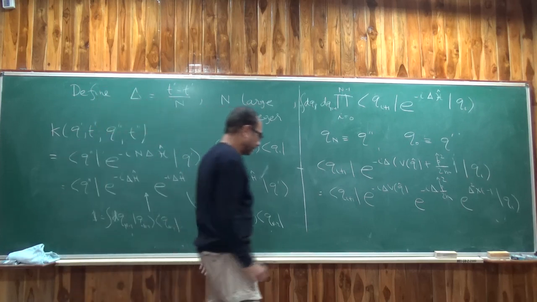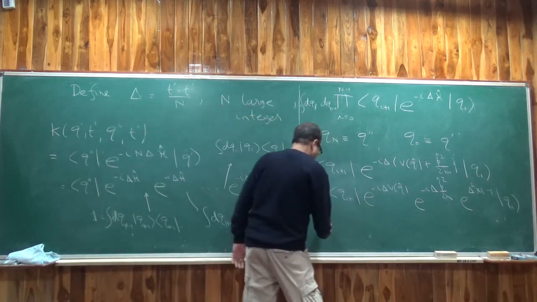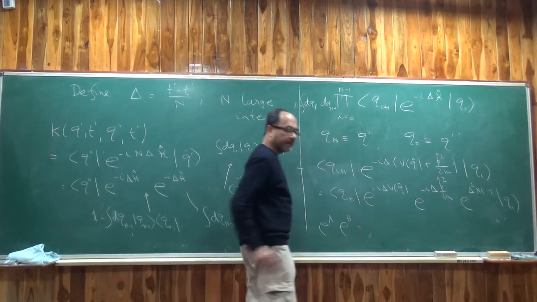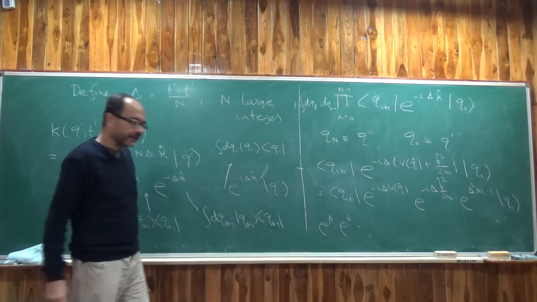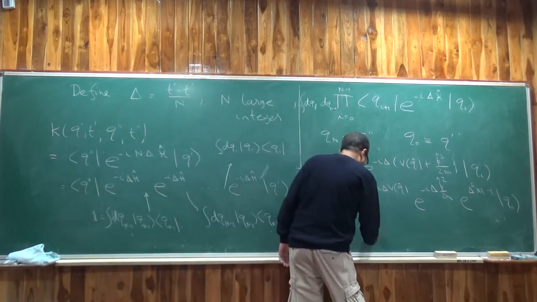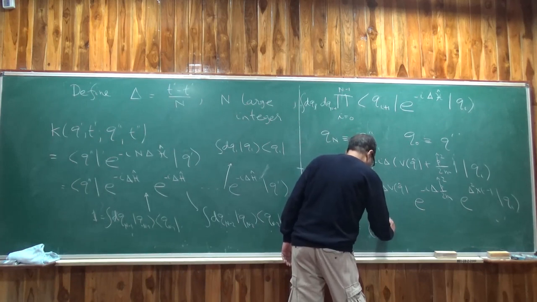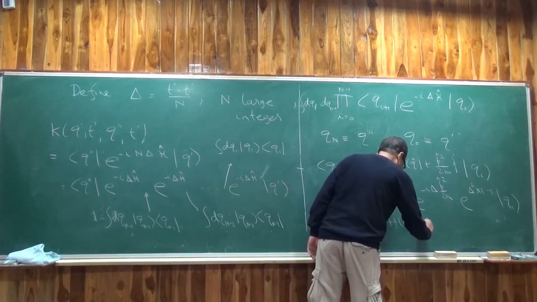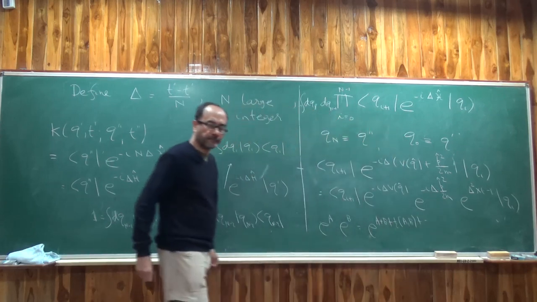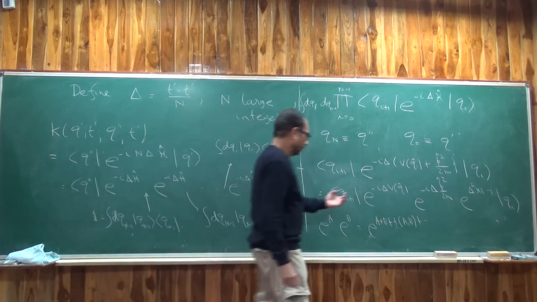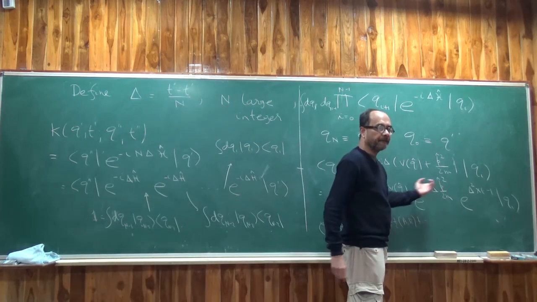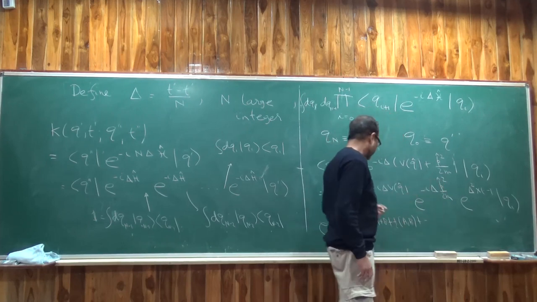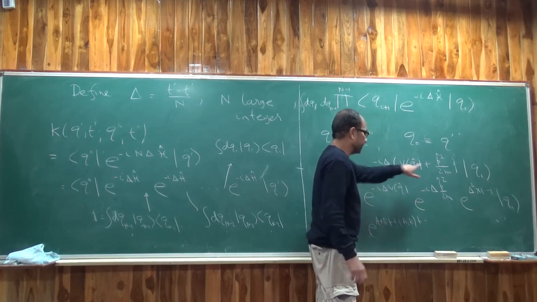So what have we done? This is like e to the a times e to the b. You can combine using the Baker-Campbell-Hausdorff formula. This is e to the power a plus b. But there are corrections. It starts from half the commutator of a and b plus other terms. Now here, because q hat and p hat don't commute, clearly there will be corrections. This times this is not just this.